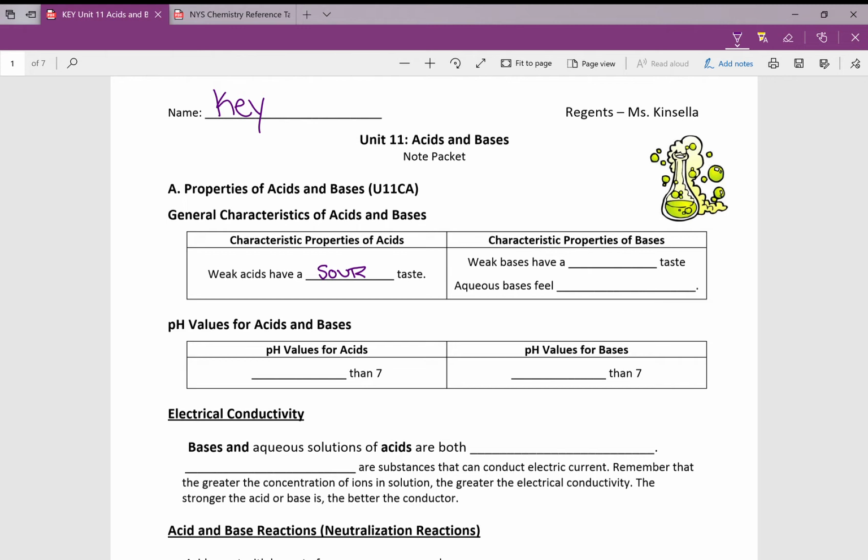Characteristic properties of bases: bases tend to have a bitter taste, and they tend to feel slippery if they get on your hands. So I can usually tell immediately in the lab if I accidentally get the littlest bit of base on my fingers because it will feel slippery, almost like soap. And then I know I have to rinse it off immediately with water.